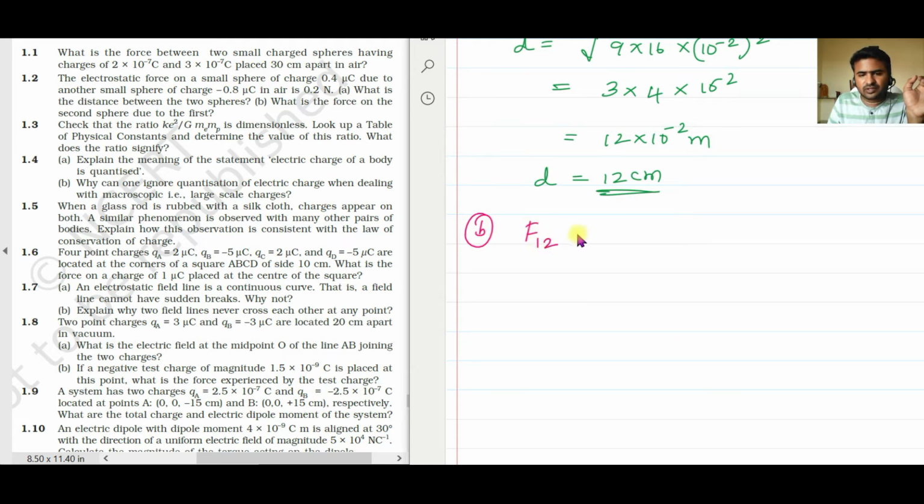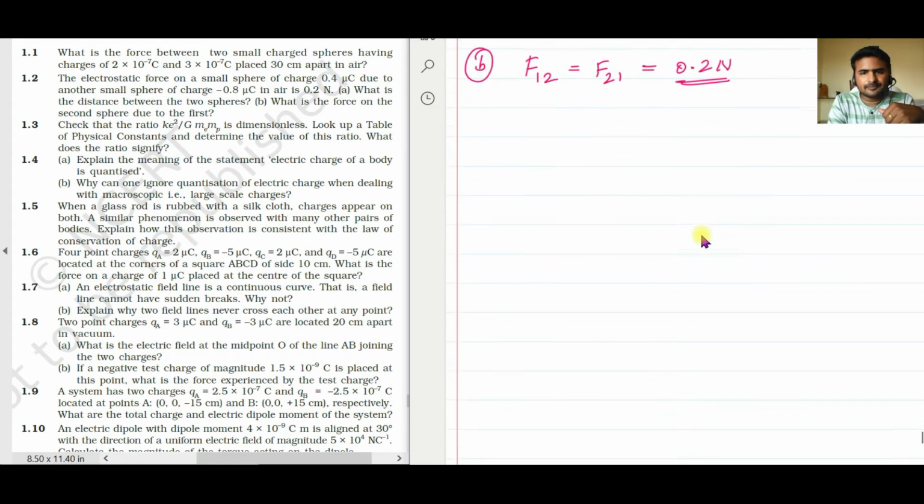Force on the first charge due to the second charge is the same as force on the second charge due to the first charge, and that will be equal to, how much is the force they have already given? 0.2 Newton. Okay, so that will be 0.2 Newton itself. So that's the answer for the second question. And now we'll move on to the third question.